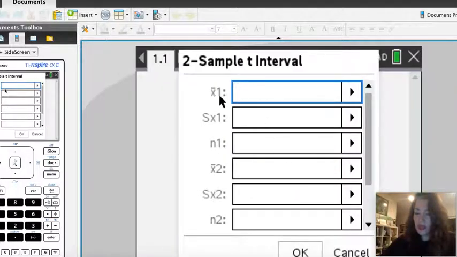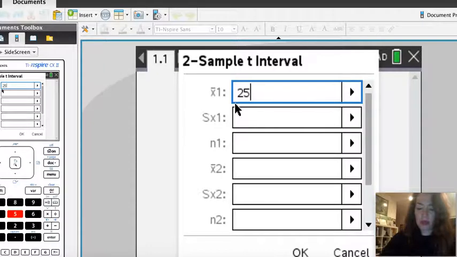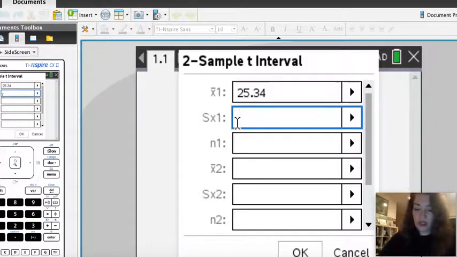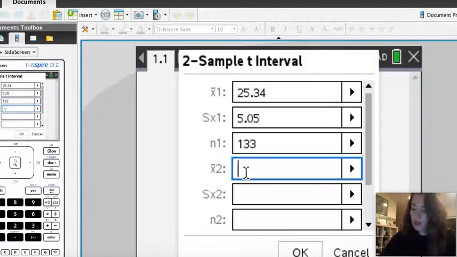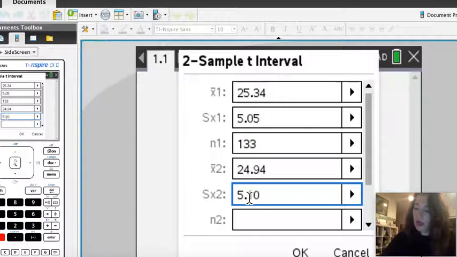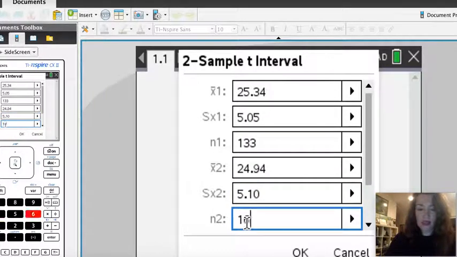From here, you can see that it's asking for the first mean. So I'm going to enter the male average, which is 25.34. The standard deviation is 5.05. And the sample size is 133. I'm going to go ahead and enter the female now. That is 24.94. The standard deviation for the female is 5.10. And the sample size for females is 162.